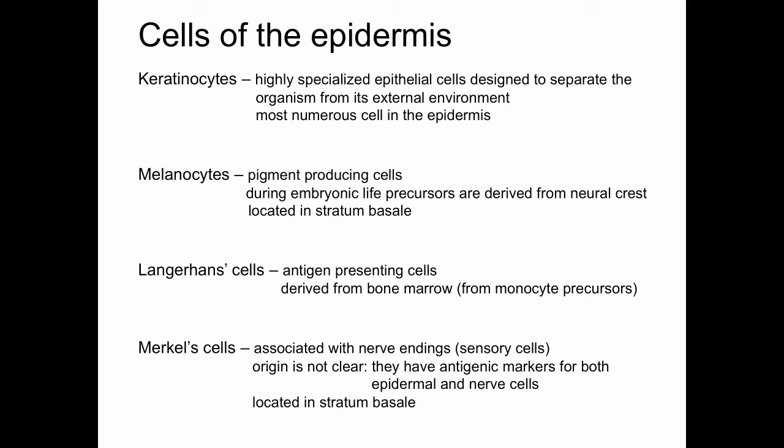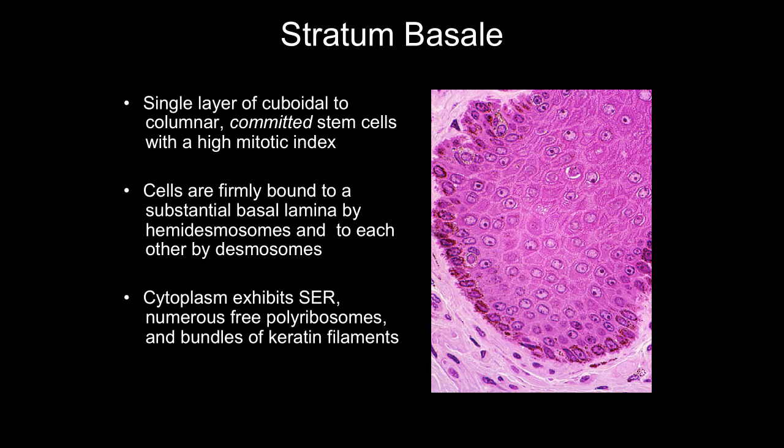Langerhans cells are antigen-presenting cells. They're derived from bone marrow, actually from the monocyte precursors. And Merkel cells are associated with nerve endings or sensory cells in the epidermis. The origin of Merkel cells is actually not that clear. They have antigenic markers for both epidermal and nerve cells, and the Merkel cells are located in the stratum basale.